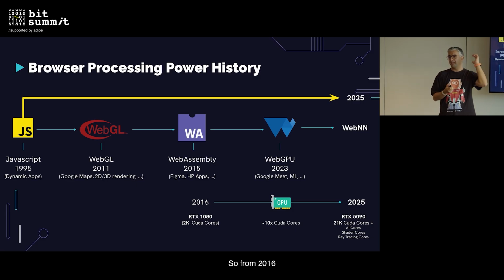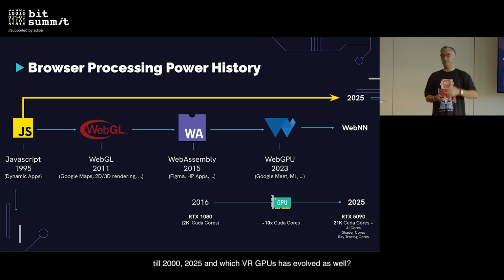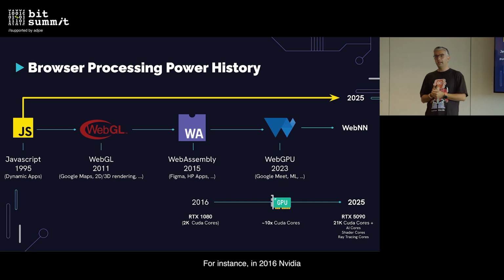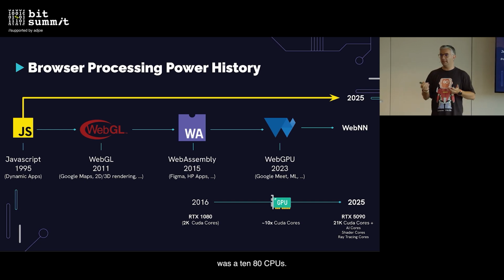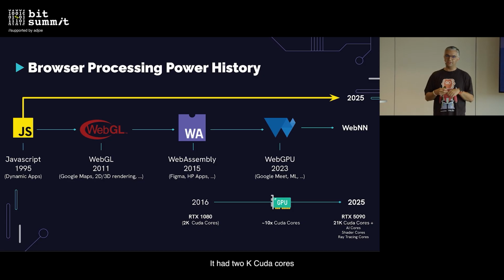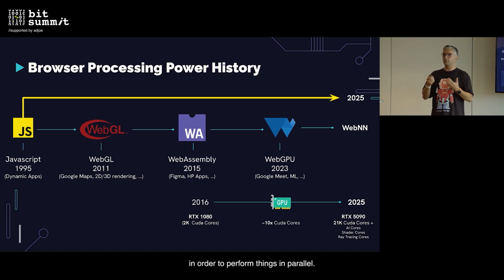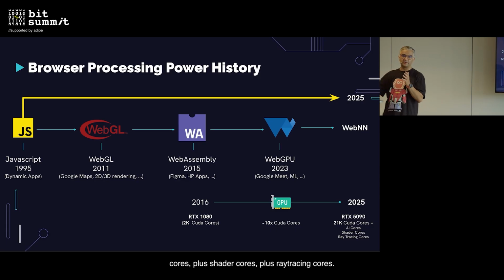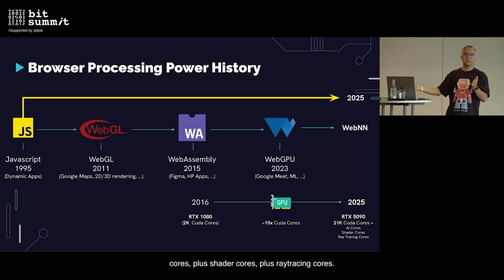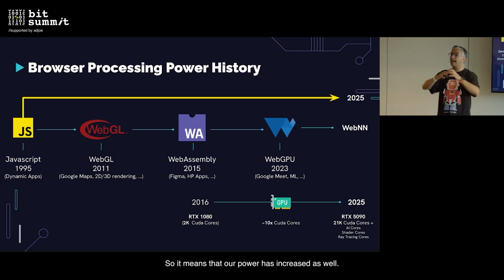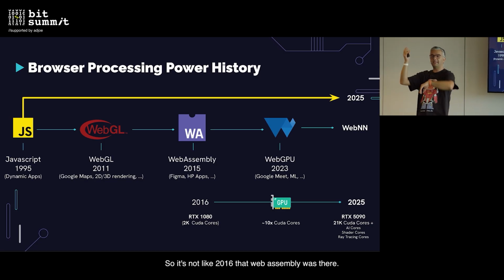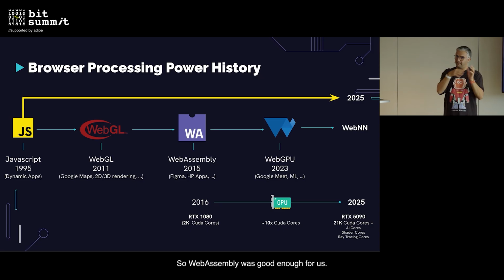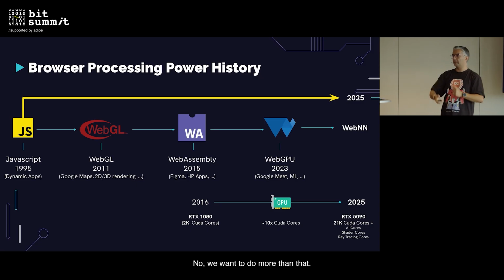From 2016 till 2025, which is where we are, GPUs have evolved as well. For instance, in 2016, NVIDIA had the 1080, which had 2K CUDA cores in order to perform things in parallel. But right now, the 5090 has 21K CUDA cores, plus AI cores, plus shader cores, plus ray tracing cores. So it means that our power has increased as well. It's not like 2016, when WebAssembly was good enough for us. No, we want to do more than that. That's 10x more CUDA cores.